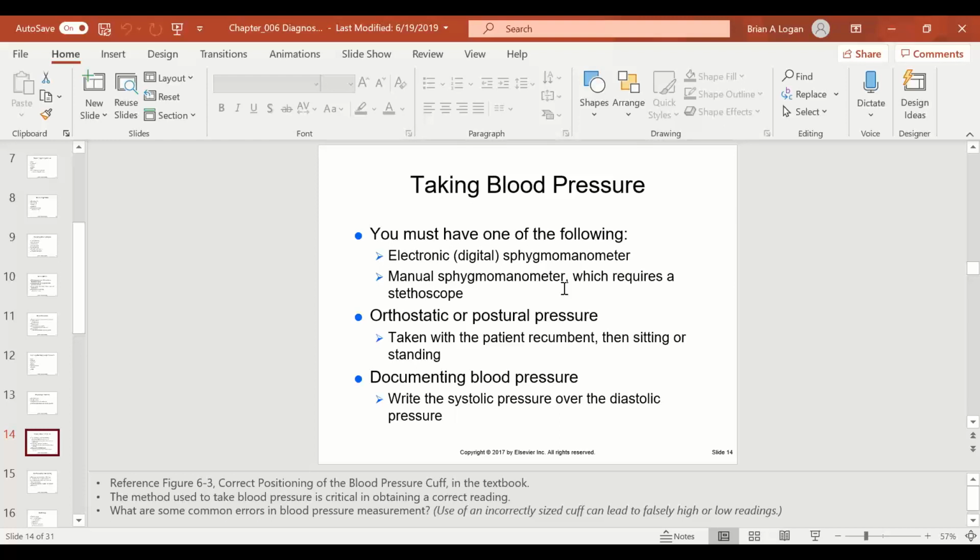And then when documenting, you write the systolic over the diastolic, big number over the little number, right? And it's always in millimeters of mercury. So mmHg, lowercase m, lowercase m, capital H, lowercase g. That's how you'll see it written out.